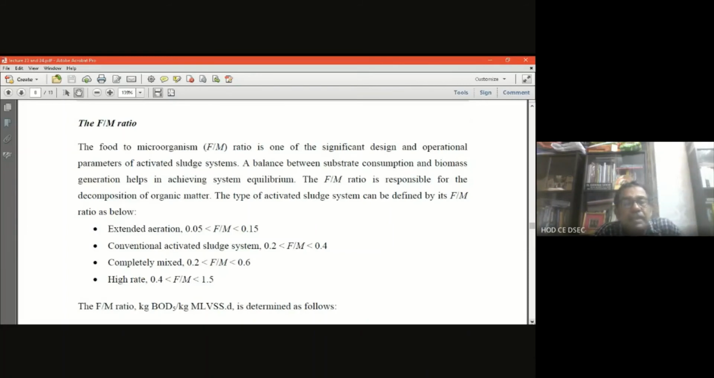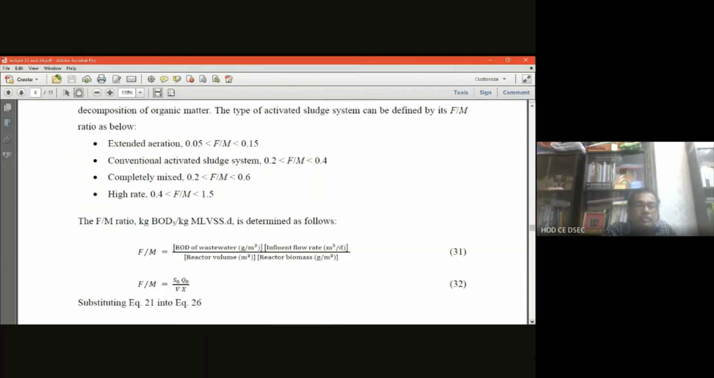Suppose F by M is found as 0.05 to 0.15, then we can conclude that it is an extended aeration system. If F by M is between 0.2 to 0.4, then it is appropriate for the conventional activated sludge system. If F by M is 0.2 to 0.6, then it is a completely mixed reactor. And for the high rate aerated tank, F by M should lie between 0.4 to 1.5.